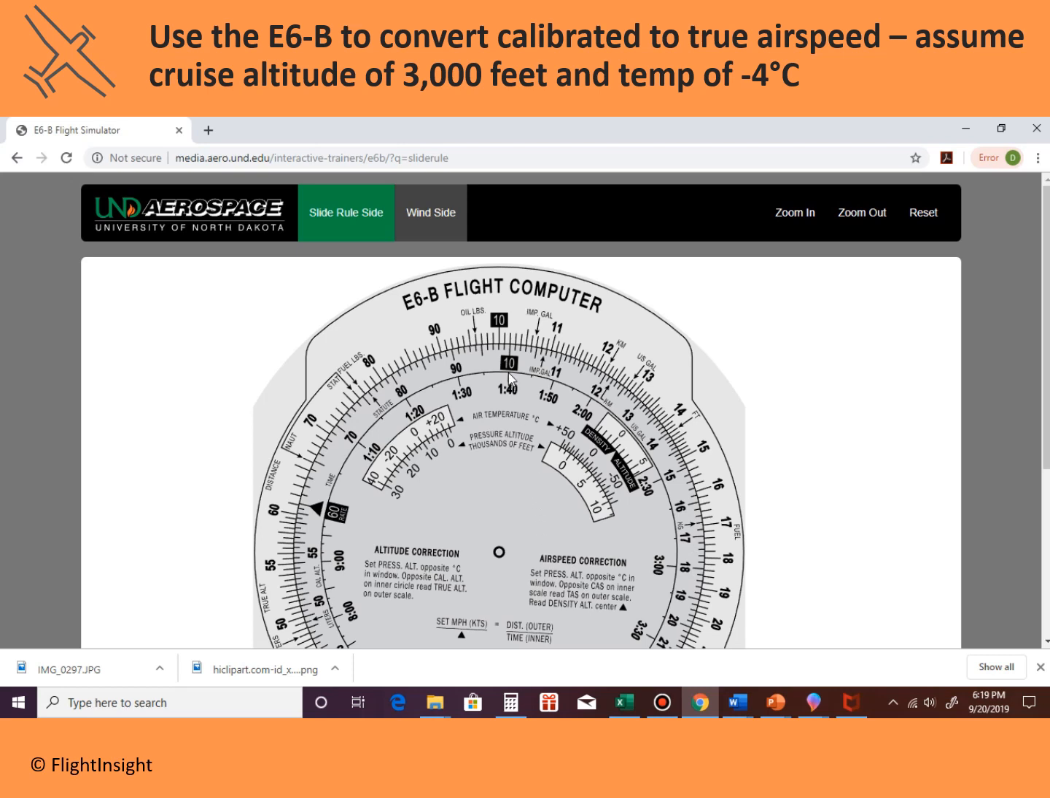So here's my inner scale, and I know that I had 98 knots, which is right there, for calibrated airspeed, and that's going to line up with 100 knots to give me my true airspeed of 100 knots. Incidentally, you can also read the density altitude off the center if you like. So that's going to tell you your density altitude at that temperature and pressure altitude is 1,000 feet. But what I'm here for is my true airspeed of 100 knots.